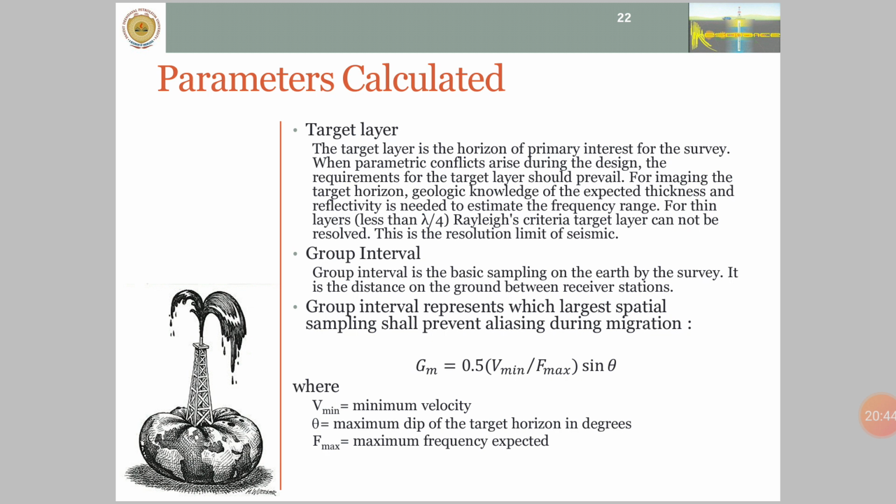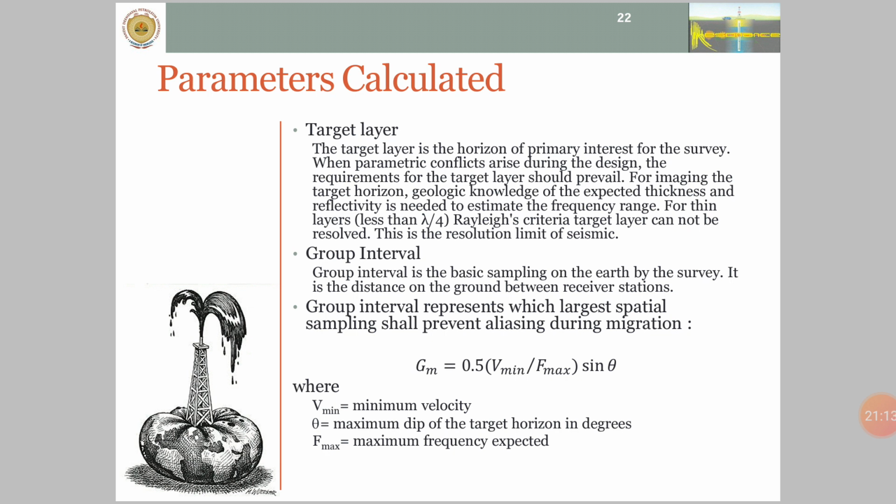There are certain parameters which are calculated and should be kept in mind while we acquire the data. One of them is the target layer. The target layer is the horizon of primary interest for the survey. When parameter conflicts arise during design, the requirement for the target layer should prevail. For imaging the target horizon, geologic knowledge of the expected thickness and reflectivity needs to be estimated.